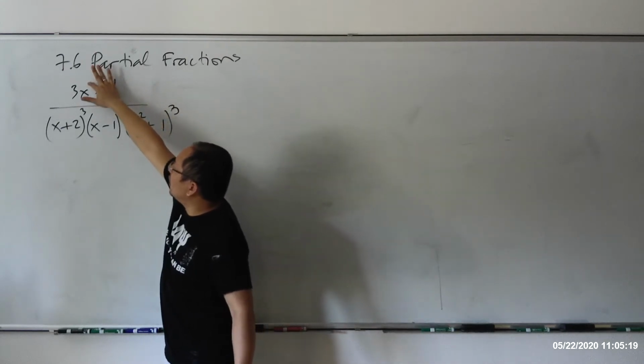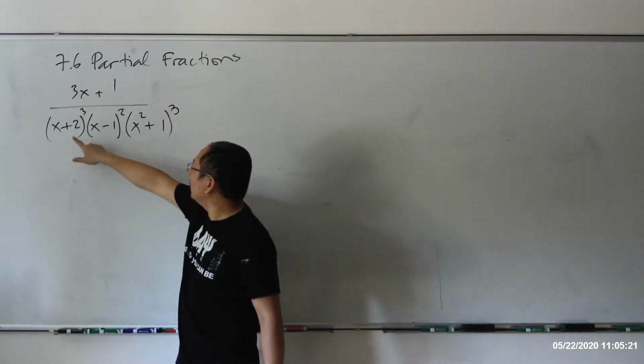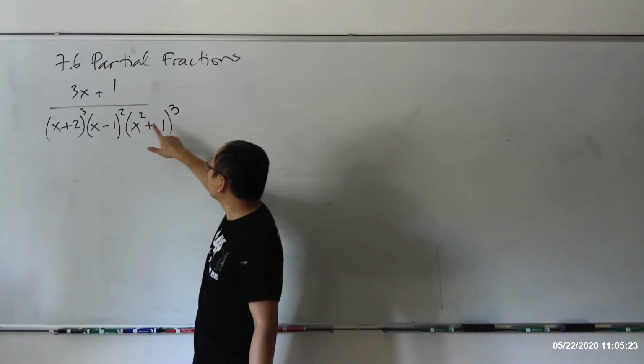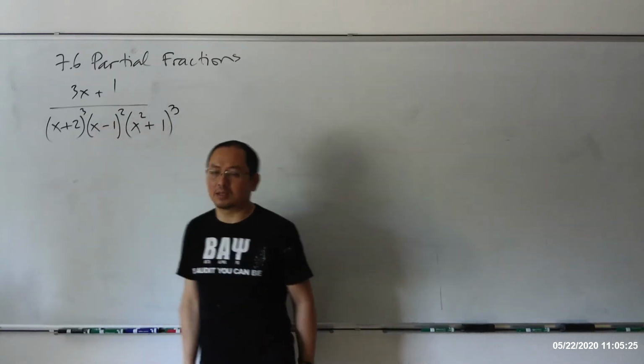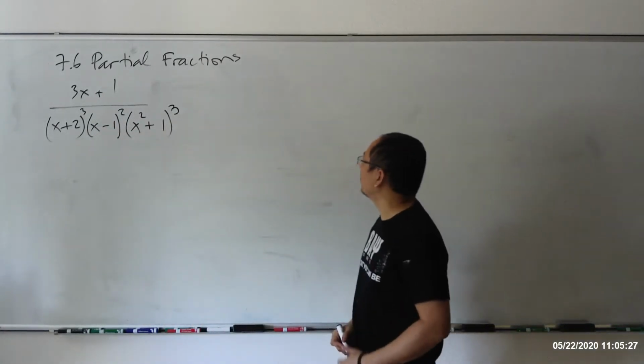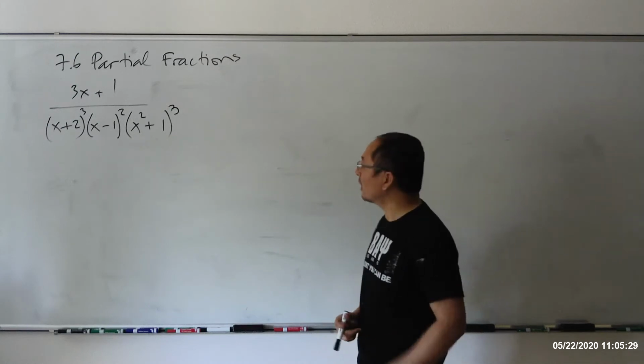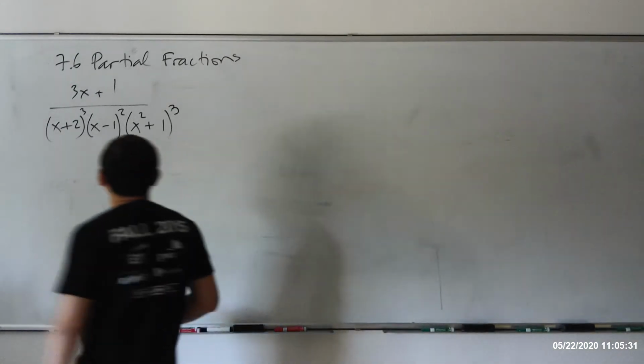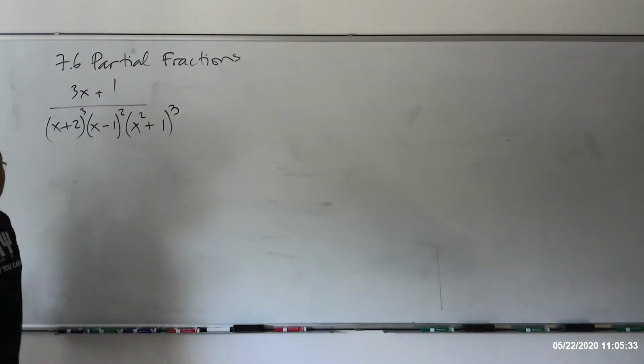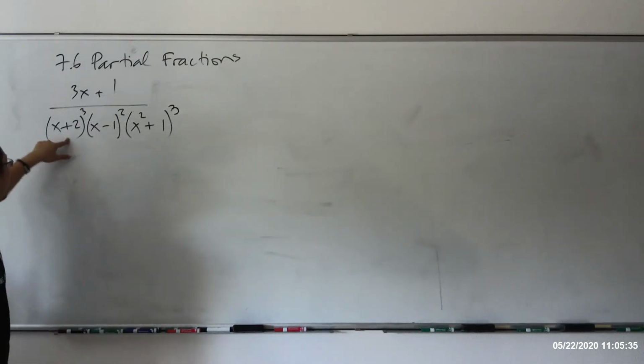Numerators of degree 1 only. Look at the denominator. Degree 3, degree 2, degree 6. So degree 2, 6 is like degree 11. So it's very proper. Okay, so how do you decompose it? We're going to take care of one factor at a time. Okay, let's start with the first factor.